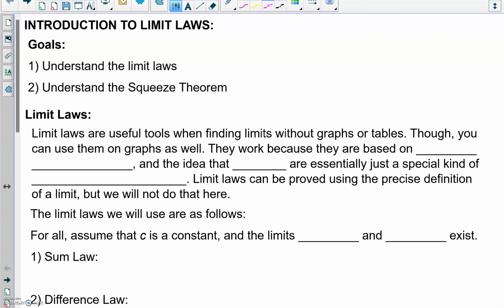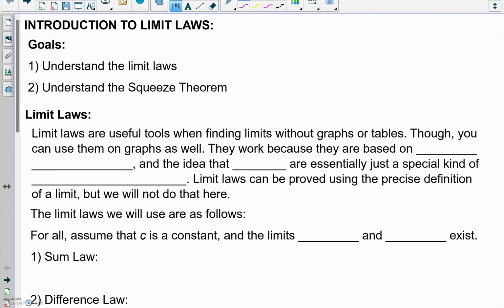Limit laws overall are just useful tools when you're trying to find limits without graphs or tables. You can use them on graphs, but I think the main focus of these is to get you away from graphs and tables and let you do them algebraically. So why do they work? Why do these limit laws that we're about to see work?